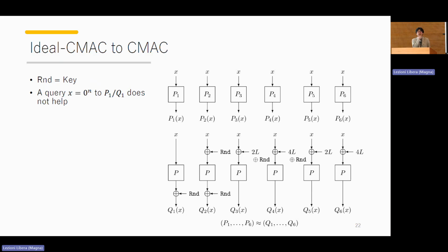And what I did is to introduce a random string, which is a secret key. And this is XORed here, here, and here, and here, and here. And now we can prove that these 6 permutations are indistinguishable from 6 independent random permutations.